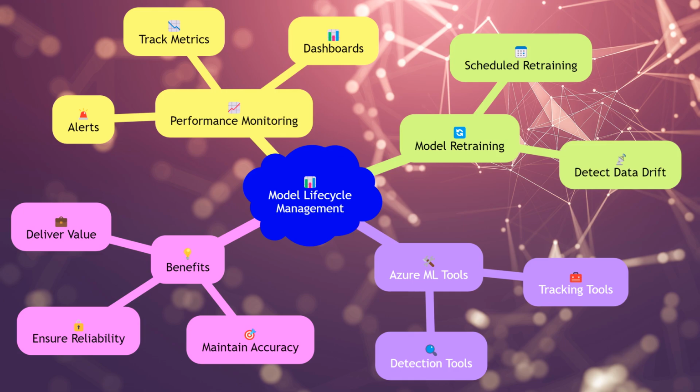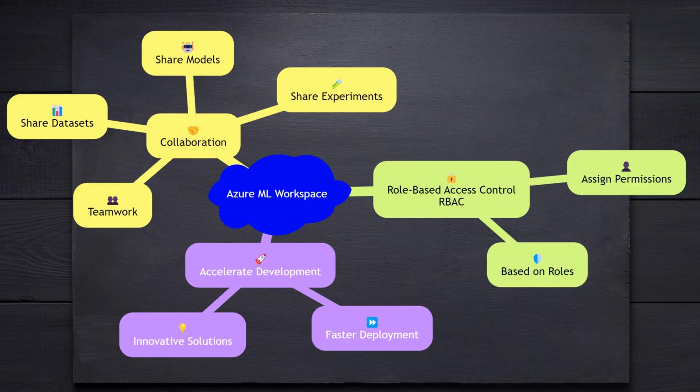Collaboration is a key feature of the Azure ML workspace, enabling teams to work together on machine learning projects. The workspace supports role-based access control, RBAC, allowing you to assign different permissions to team members based on their roles. You can also share datasets, experiments, and models with collaborators, facilitating seamless teamwork. By fostering collaboration, the workspace helps accelerate the development and deployment of machine learning solutions.